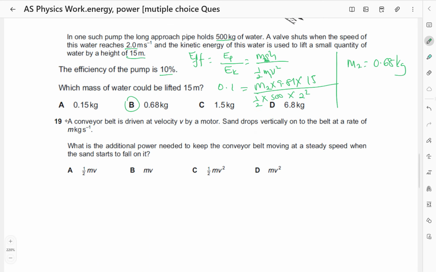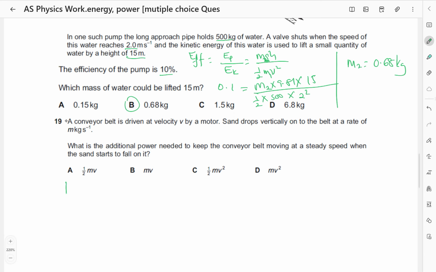A conveyor belt is driven at a velocity v by a motor. Sand drops vertically onto the belt at a rate of m kilograms per second. What is the additional power needed to keep the conveyor belt moving at a steady speed when the sand starts to fall on it?